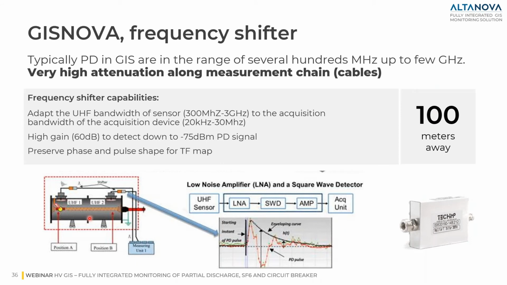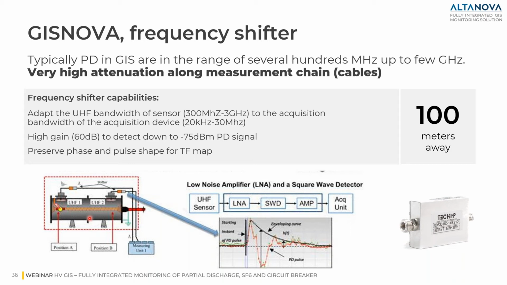On the acquisition side, the GISNOVA system implements a dedicated unit. This is called frequency shifter, with the scope to adapt the common frequency content of PD pulses in GIS. This is normally in the range of the gigahertz, and in the most convenient frequency spectrum.